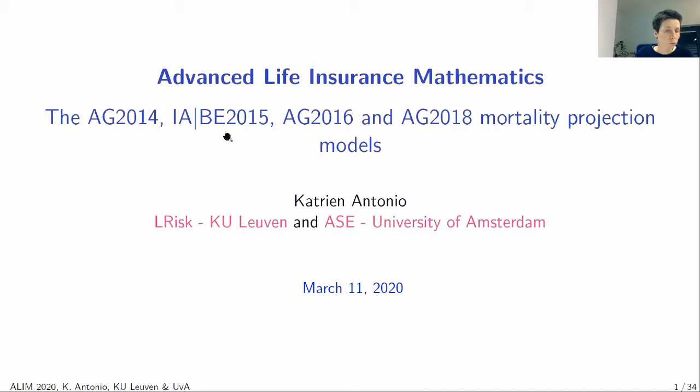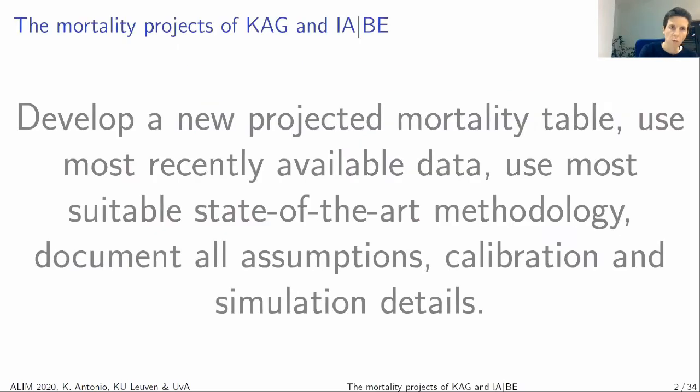And these different professional bodies have published projected mortality models back in 2014, in 2015, 16, 2018. So you'll see that the Dutch Association publishes an update of their model and the results every 2 years. And for the Institute of Actuaries in Belgium, a new update is being prepared currently in 2020 and will soon become available. So let's see what we want to do here.